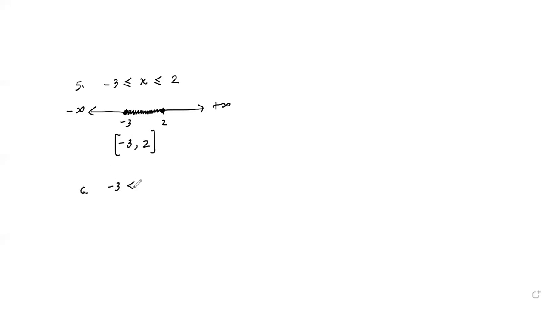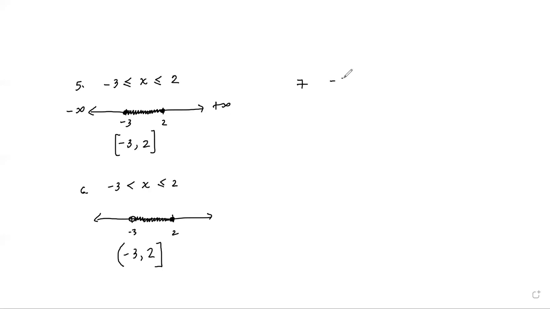Now, if we remove one of the equal signs from that inequality, then that means negative 3 here, since there's an absence of the equal sign, is not included, but positive 2 is included because of the presence of the equal sign. And then everything in between them are solutions of this inequality. So the interval notation for this inequality is negative 3 comma 2, negative 3 preceded by a parenthesis because it's not included, and positive 2 is followed by a bracket symbol.